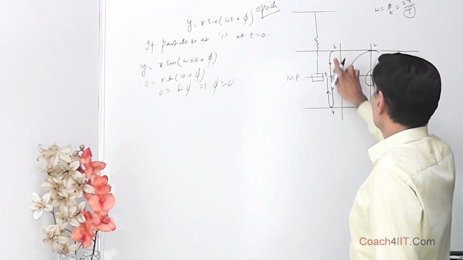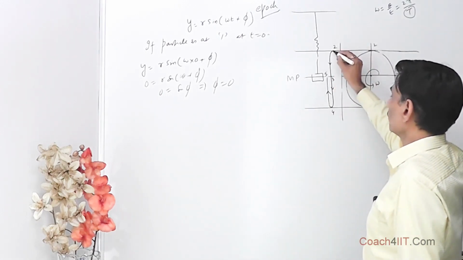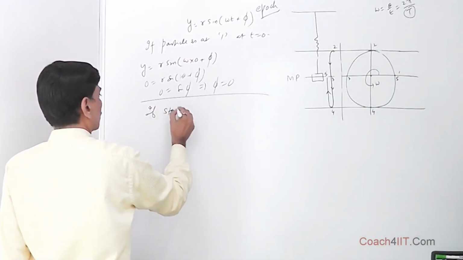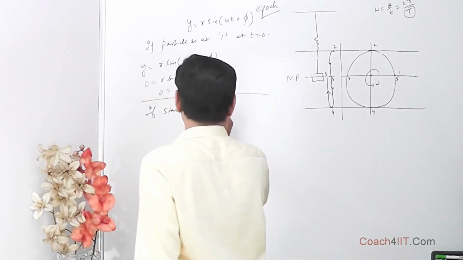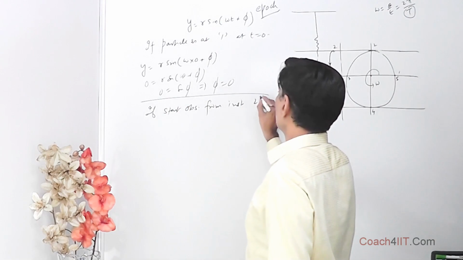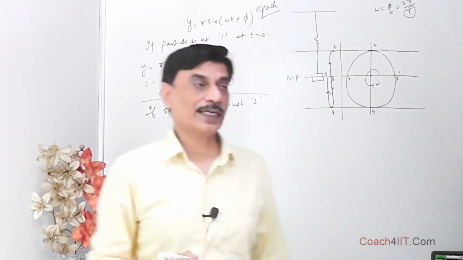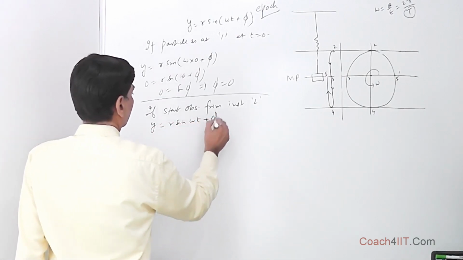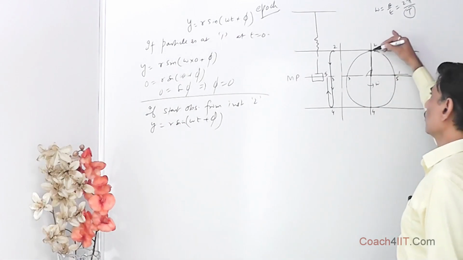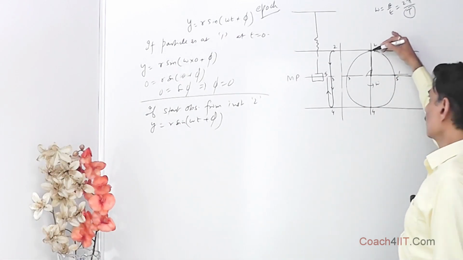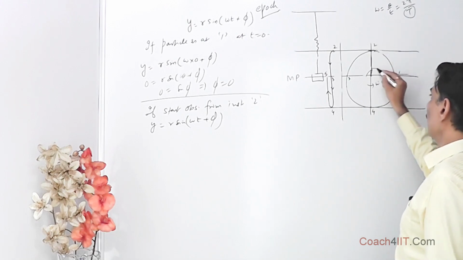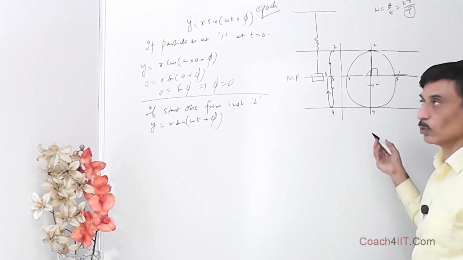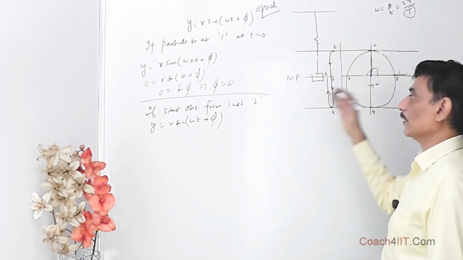If we start our observation from point number 2, let's see what the equation is like. Then y is once again equal to r sine omega t plus phi, where phi is the initial phase. If we start our observation at point number 2, we directly know that the initial phase is going to be pi by 2 radian, since it makes an angle of pi by 2 radian with the positive x-axis. But let's see whether mathematically it comes out to be the same or not.